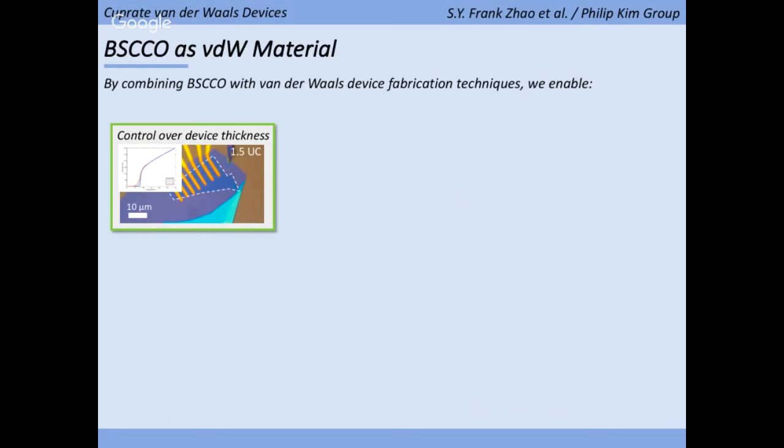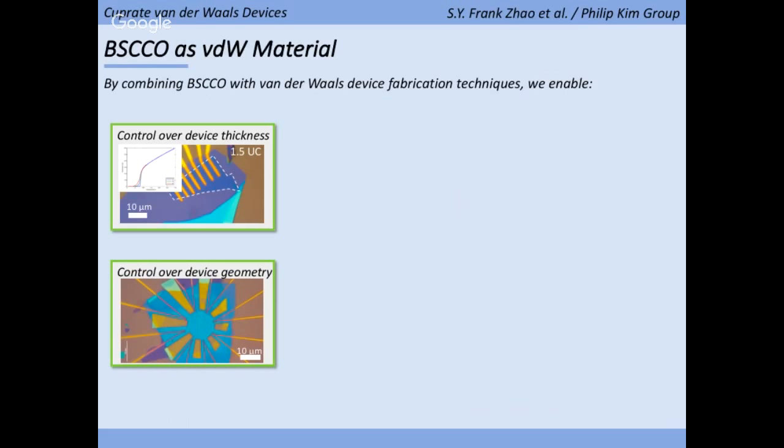By using mechanical exfoliation, naturally we can have access to crystals which are extremely thin. So over here, what I'm showing you is a 1.5 unit cell crystal covered by a thin piece of hexagonal boron nitride. That's just to protect the sample from air while we load it into the cryostat. And we can actually recover a superconducting transition at the bulk-like temperature in these crystals now.